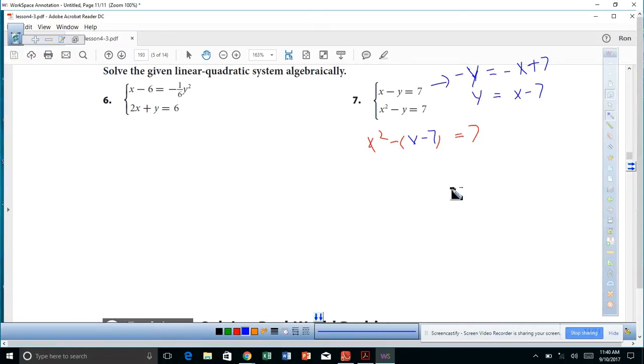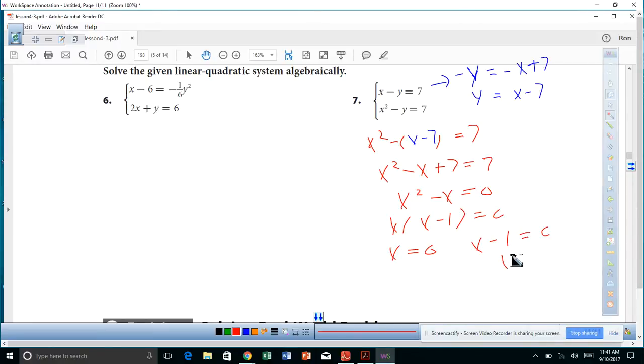So now, let's distribute that negative in there. And we have x squared minus x plus 7 equals 7. Subtract 7 from both sides, and you got x squared minus x equals 0. Well, I can factor out an x out of there, and I got x times x minus 1 equals 0. So x equals 0, and x minus 1 equals 0, so x equals 1.